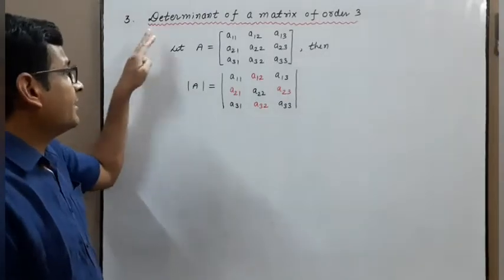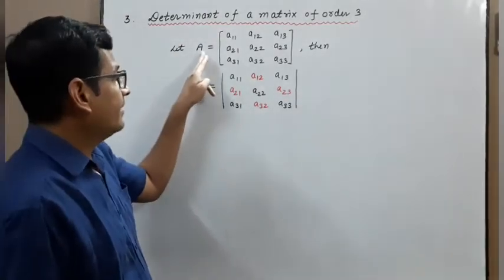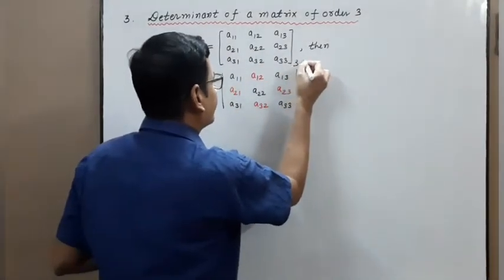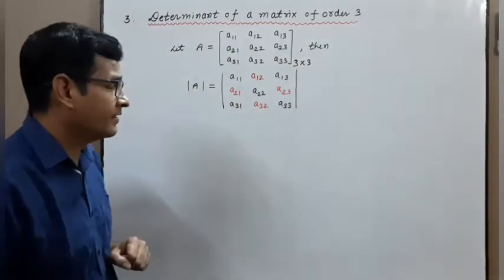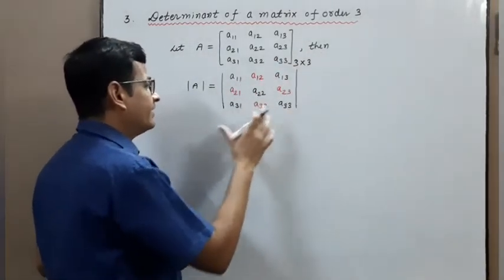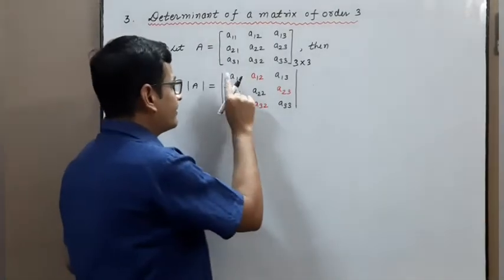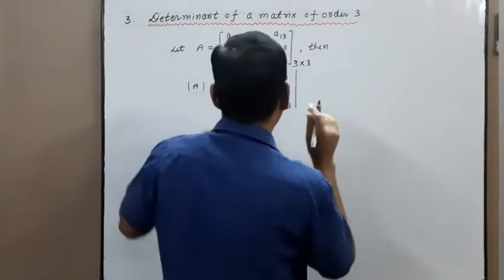Next, determinant of a matrix of order 3. Let A be a square matrix of order 3, means 3 by 3. Then its determinant is denoted by this. How can we simplify a 3 by 3 determinant? So first find the sign of position of each element. How can you find the sign?